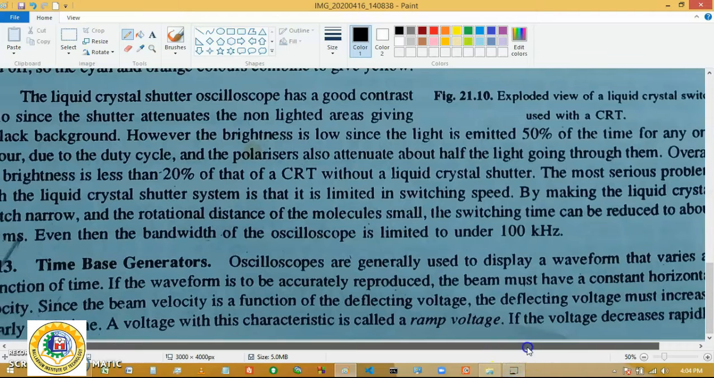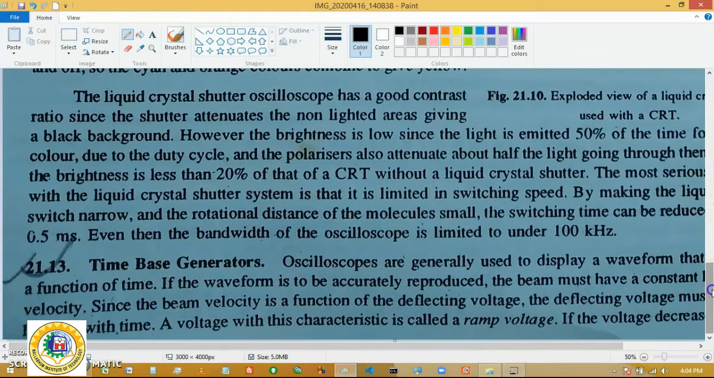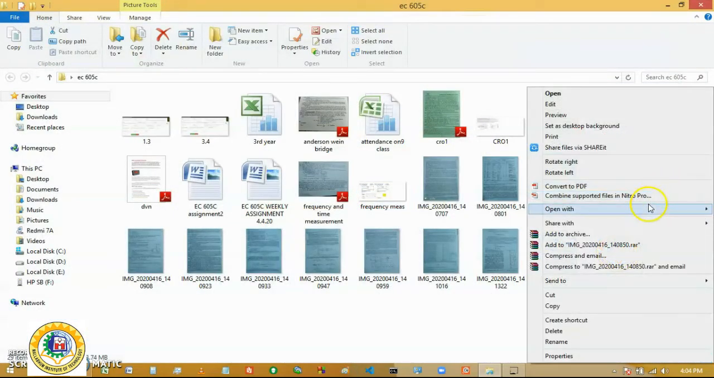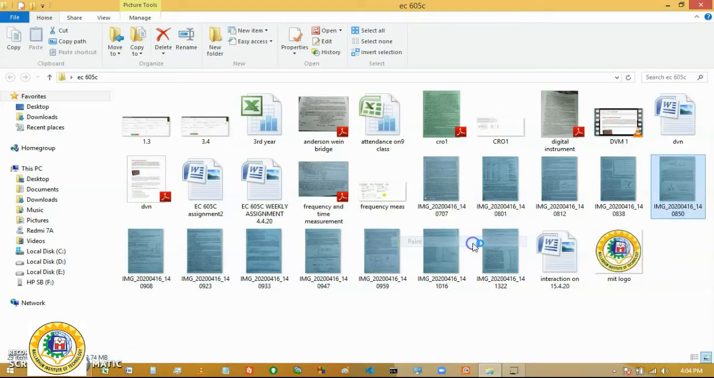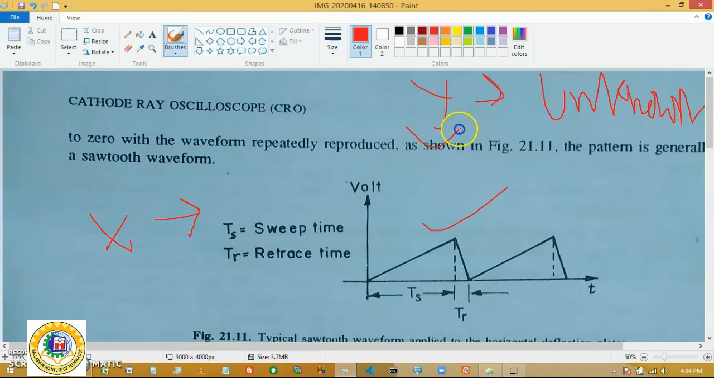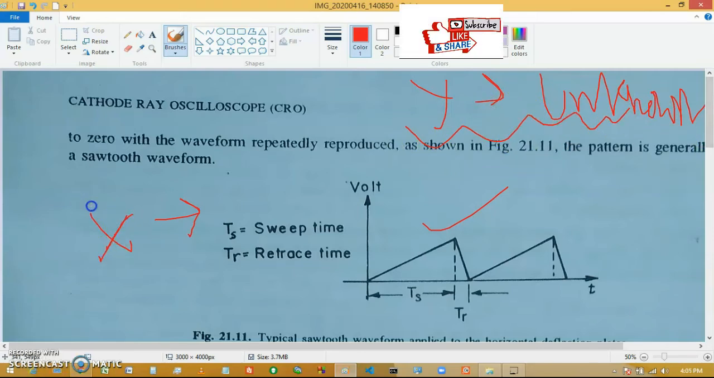Next is your time base generator. Now, as I have said, in the CRO there are two types of voltage or plates associated. The first plate is the X plate and the second plate is the Y plate. In the Y plate, the unknown voltage which we want to measure is connected. In the X plate, there is an internally generated waveform, which is called the ramp or the sawtooth waveform.